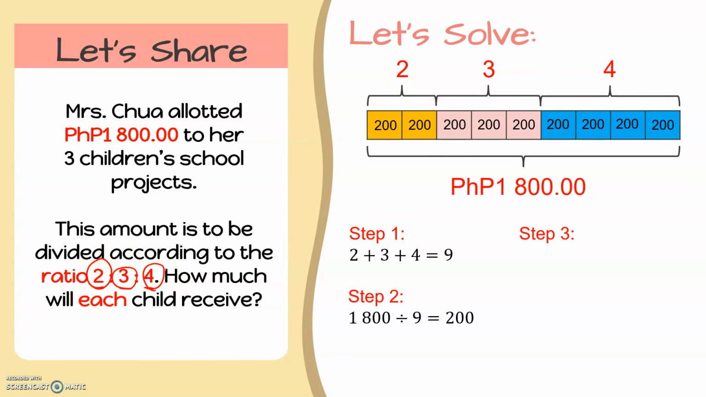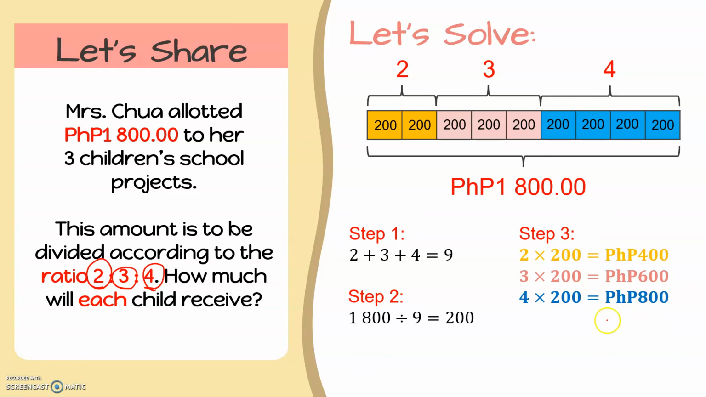So we'll have 2 times 200, that will give us 400. So the first child will receive 400 pesos. The next child, who will receive 3 parts, will get 600 pesos. And the last child, who will get 4 parts, will receive 800 pesos.